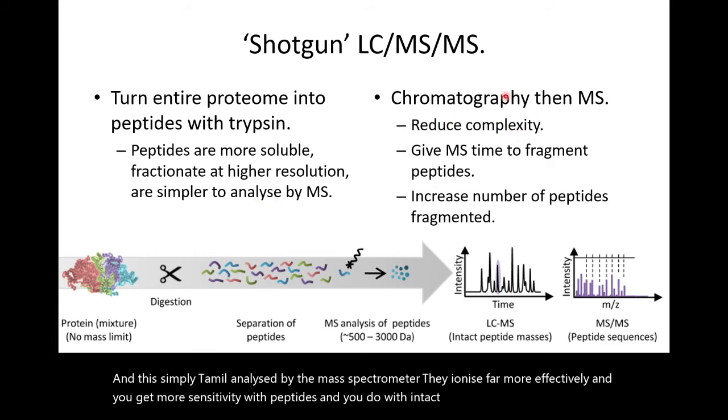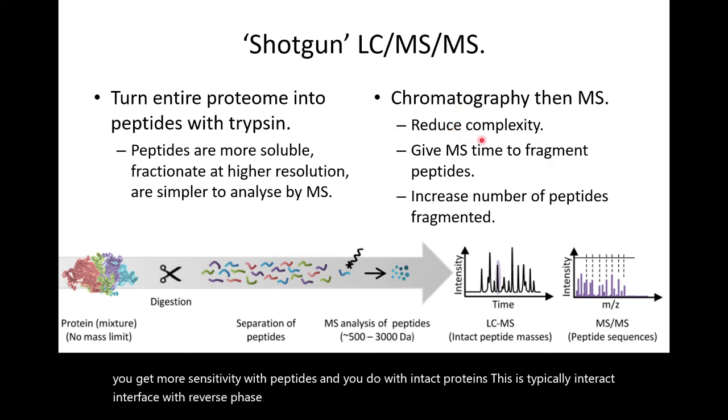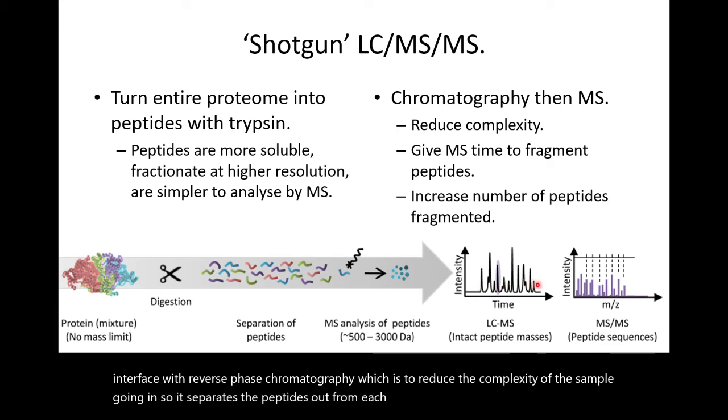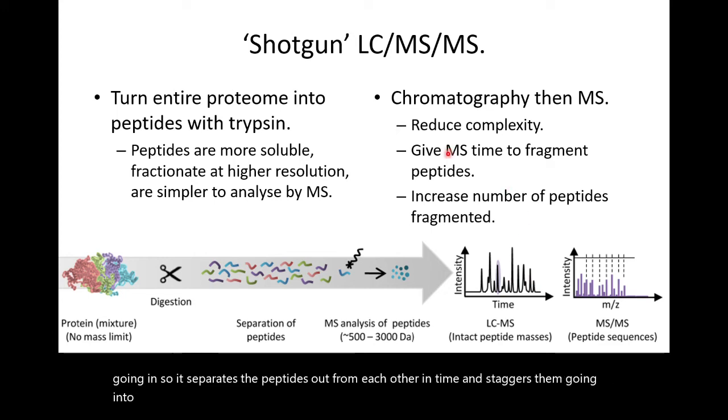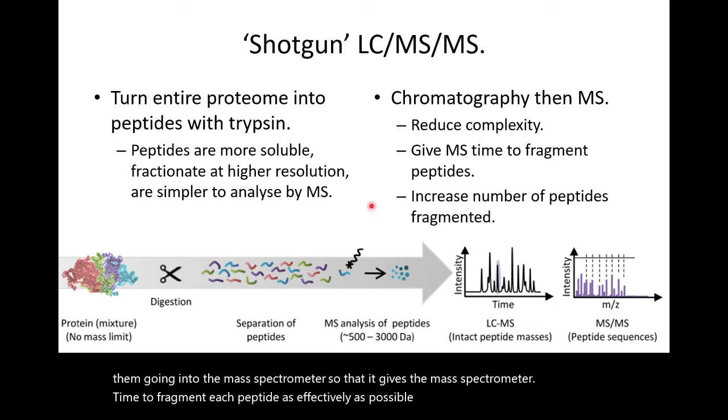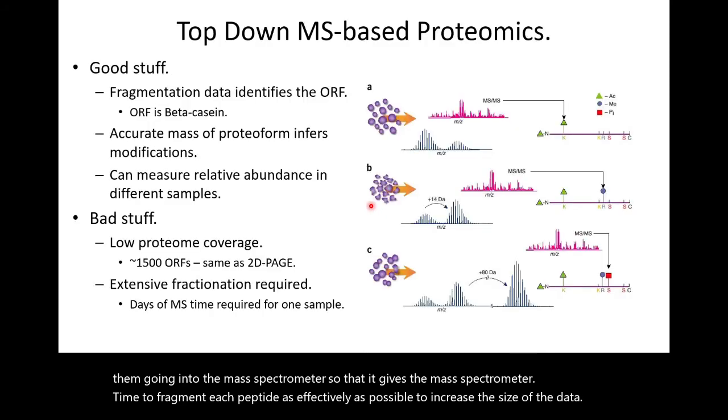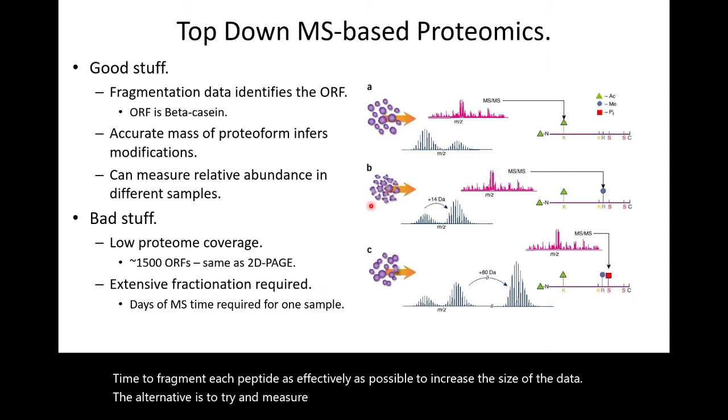This is typically interfaced with reverse phase chromatography, which is to reduce the complexity of the sample going in. So it separates the peptides out from each other in time and staggers them going into the mass spectrometer so that it gives the mass spectrometer time to fragment each peptide as effectively as possible to increase the size of the data. The alternative is to try and measure things by top-down mass spectrometry.